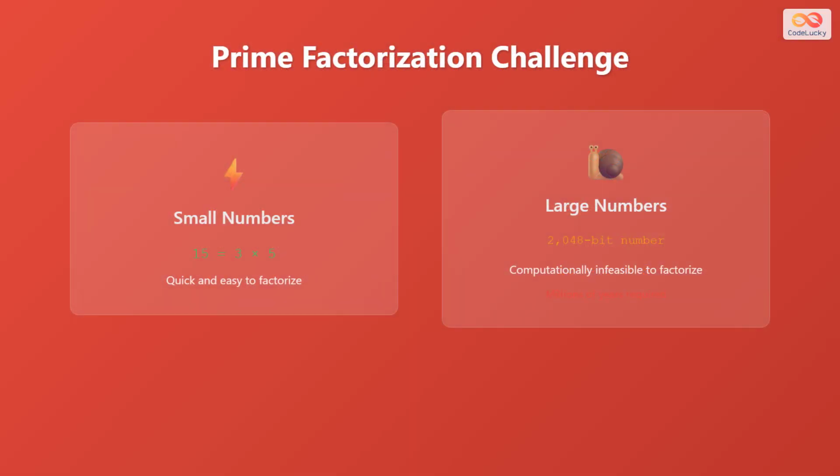Now, let's consider the prime factorization challenge. When dealing with small numbers like 15, factoring is quick and easy. 15 equals 3 times 5. However, when we encounter large numbers such as a 2048-bit number, prime factorization becomes computationally infeasible. It could take millions of years to factorize such large numbers with current computing power.